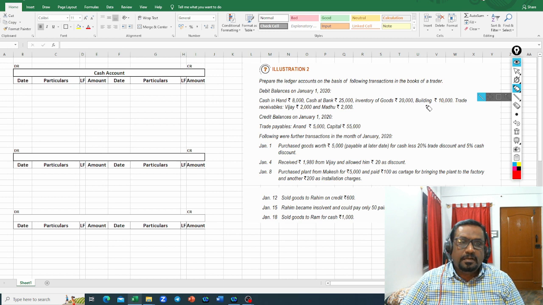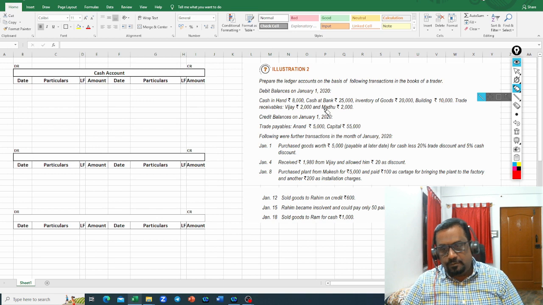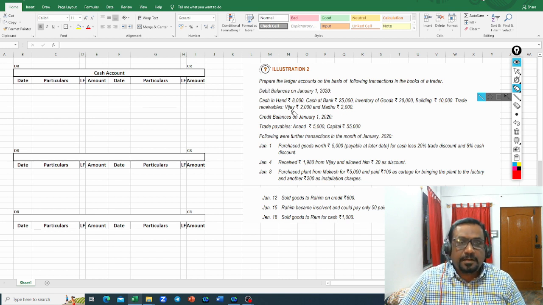Building 10,000. Trade receivables are the amounts to be received from Vijay and Madhu. Basically, these are the debtors. Trade receivables are basically debtors. So Vijay has to pay 2,000 rupees and Madhu has to pay 2,000 rupees to us. These are the debit balances.